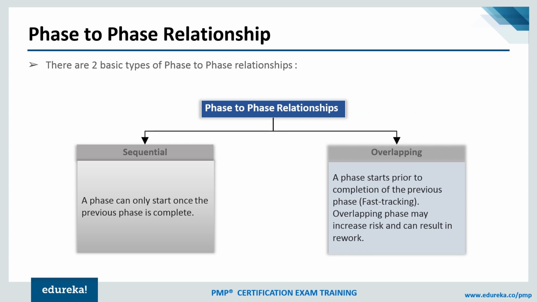Okay. And next, another phase relationship is overlapping. Overlapping establishes an overlapping relationship between the project phases. This is generally used to fast track the project progress. For example, if there are two phases, requirements and development, in a project, then the project manager may decide to start the development phase when around 75% of the requirement is collected.